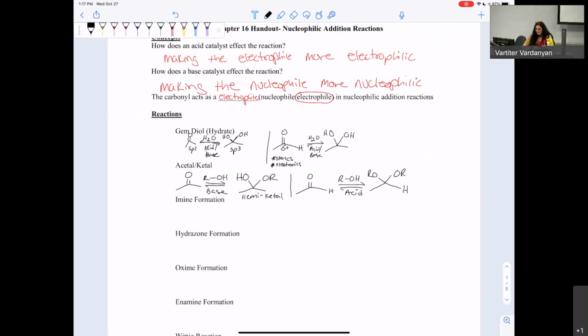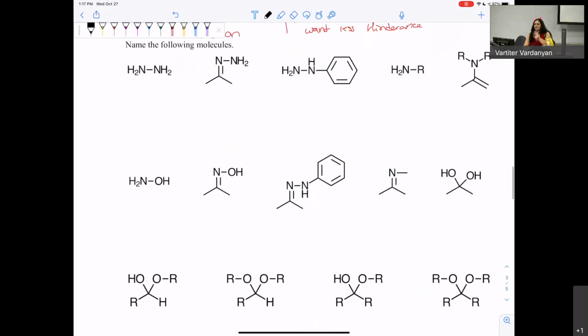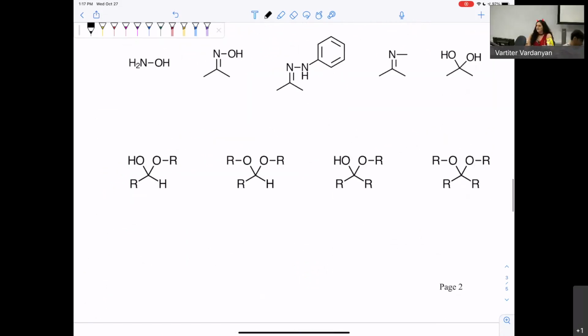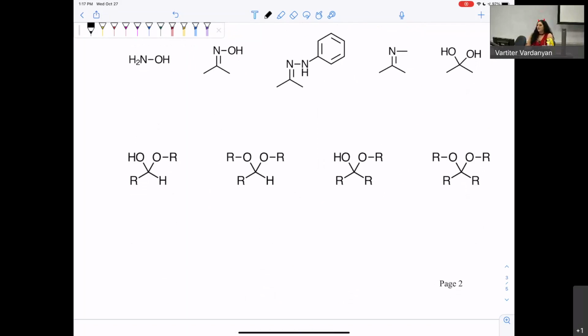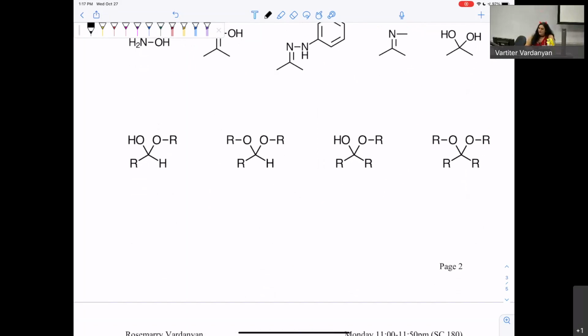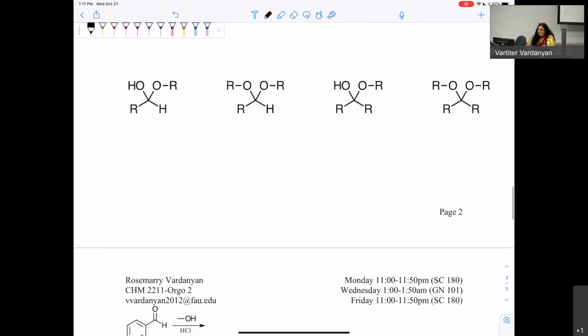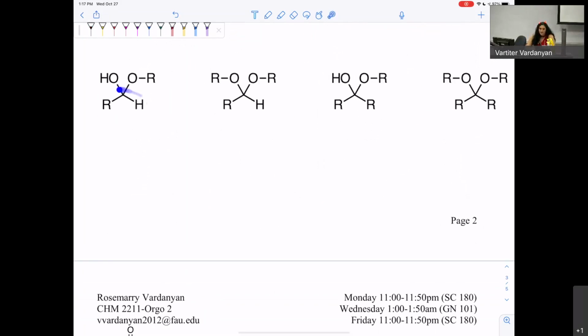Okay, great. So let's scroll down to this naming stuff. There's a whole list of molecules that we're going to name eventually once we're done with all the reactions. But I want to focus on this last row right here because those are all acetal ketol stuff. So when you're naming these, what I want you to do is first look at these two groups. If we have an R and an H, we know that had the aldehyde base, so we're going to call that an acetal. And same exact thing here, acetal.